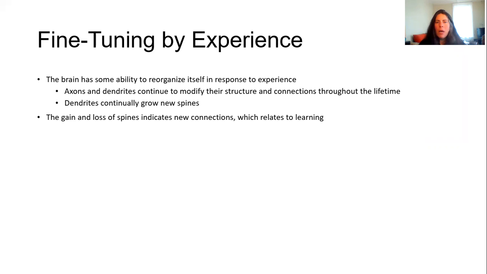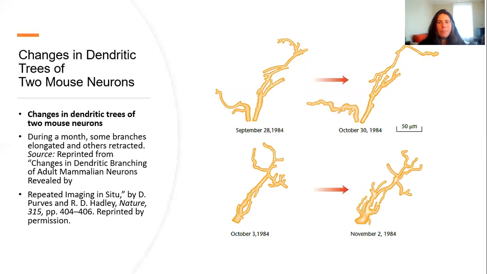Axons and dendrites can modify their structure and connections throughout the lifetime. Dendrites continually grow new spines and make new synaptic connections. The gain and loss of spines indicates new connections, which relates to learning. Okay, so here is a figure that is detailing the changes in dendritic trees of two mouse neurons. So during a month, some branches elongated and others retracted.